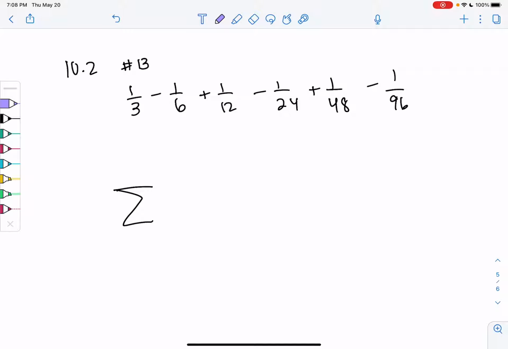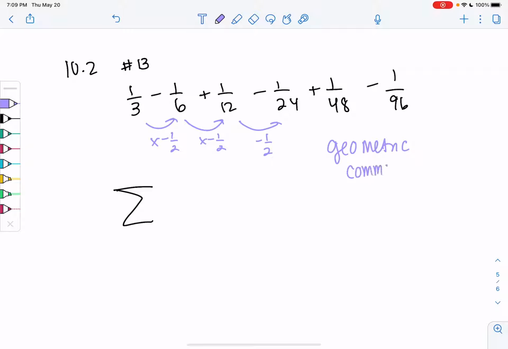To me, it looks like we're multiplying, because 1/3 to -1/6 would be multiplying by -1/2. -1/6 to 1/12 would be times -1/2, right? So we're multiplying by -1/2. So this is geometric with a common ratio of -1/2. And our starting term is 1/3.